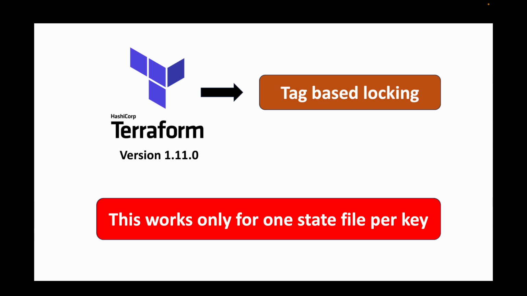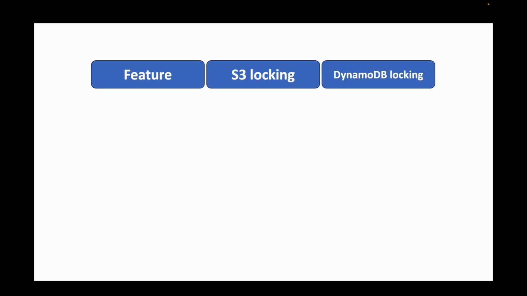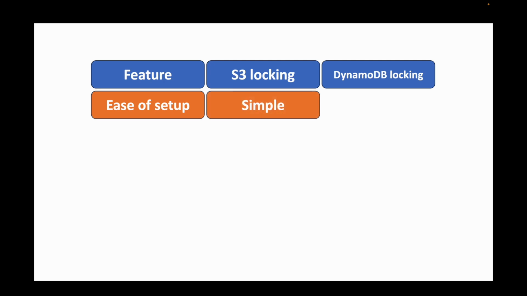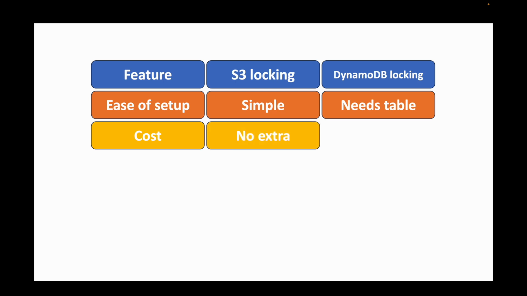All right. Now, let's do a comparison between S3 locking and your DynamoDB locking. So when it comes to your ease of setup, S3 locking is very simple. With DynamoDB, you need to set up a new table which will be used to lock your state file. In terms of cost, there's no extra cost if you're using an S3 bucket. DynamoDB will have extra charges.